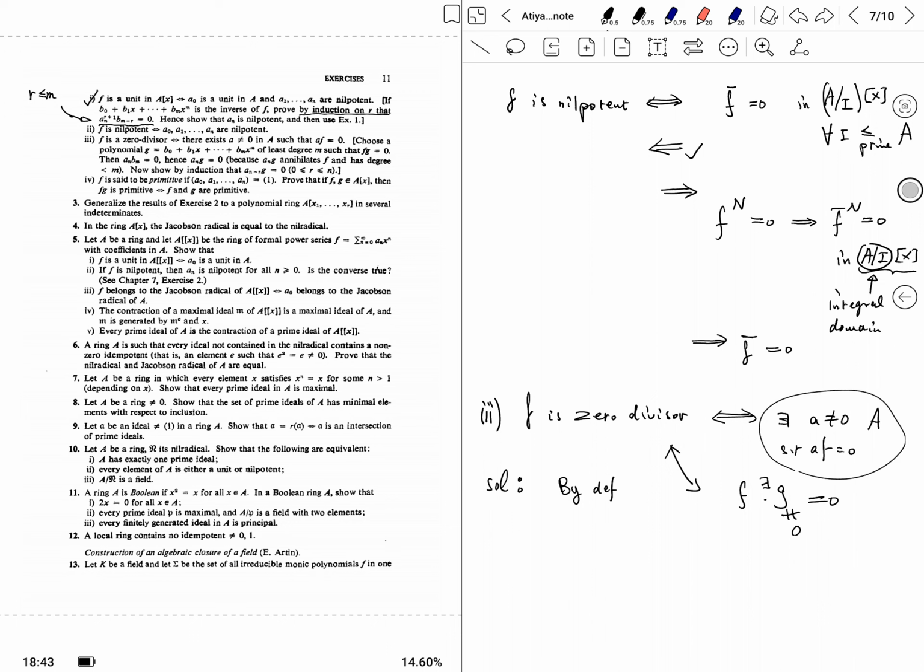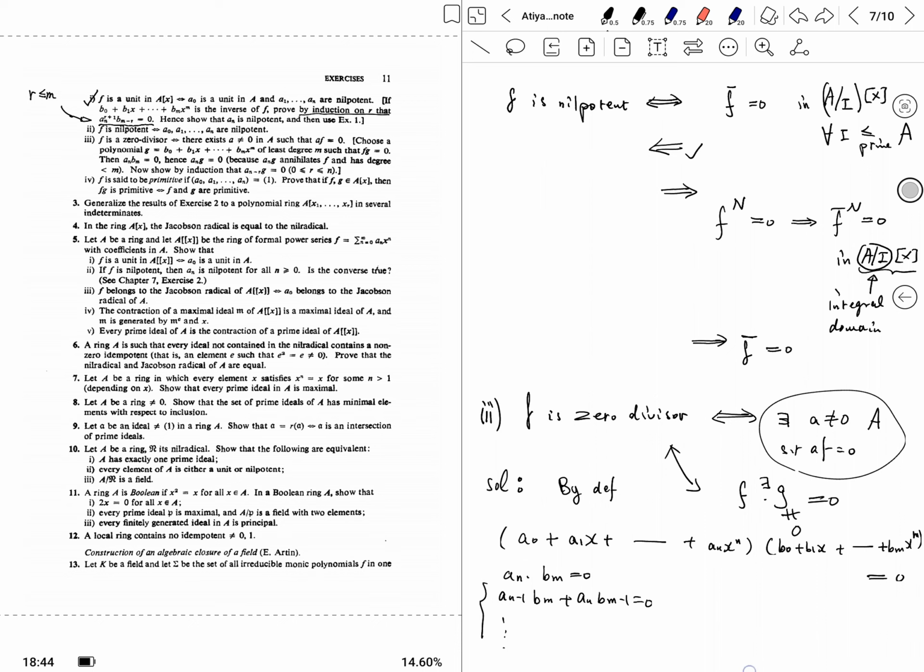Again, let's just apply computations. Suppose our f is a0 plus a1x up to an x to the power n. Suppose this g is again b0 plus b1x up to bm x to the power m. And then what do we have? Let's again look at the highest degree. We have an bm equals 0. Look at the n plus m minus 1 degree. We have this, and correspondingly similar, you get what we want.